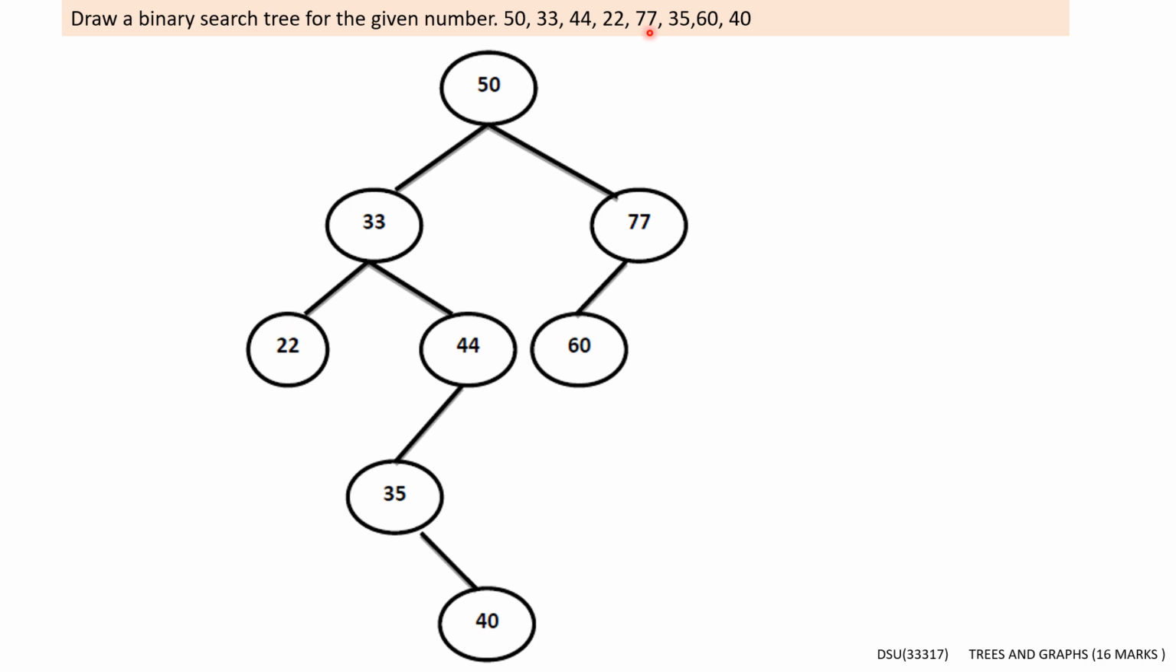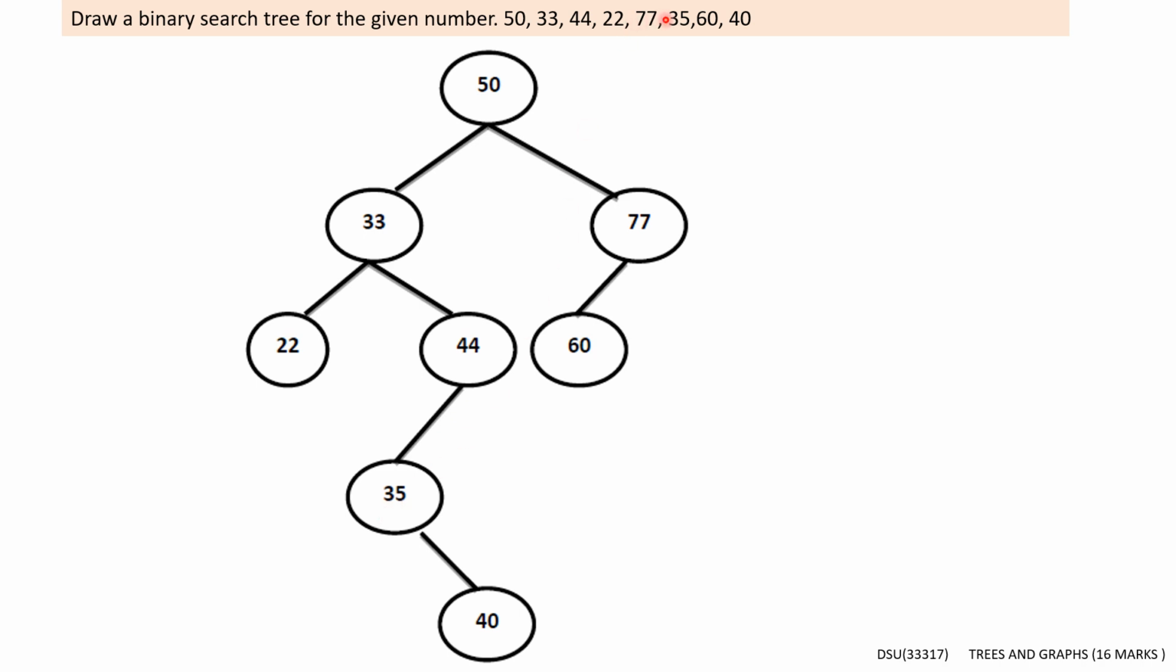The next value is 77. Now 77 is greater than 50. That's why this is the right side value of the tree. Then 35, 70 is after the 77, and then 35. 35 is less than 50, and it is also less than 44. That's why it will be placed on the left side of this 44 node.